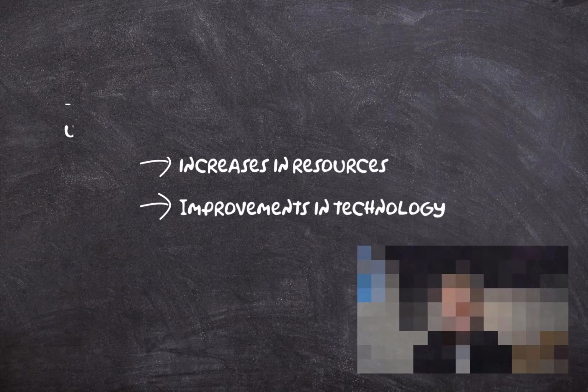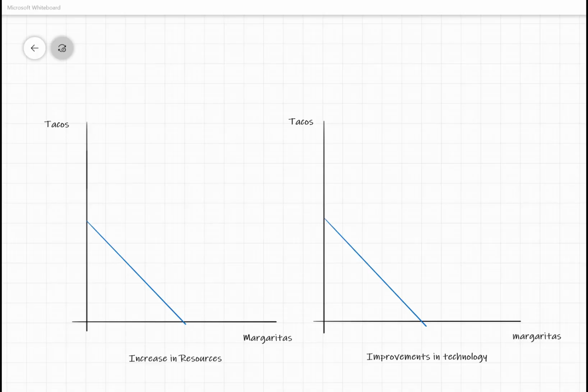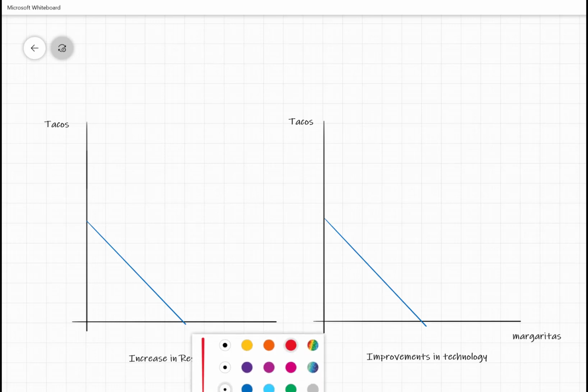So let's take a look at this. Let's use an example where we have two goods, tacos and margaritas. On the left-hand side, we're going to look at increases in resources, and on the right-hand side, we'll look at the effect of improvements in technology. Notice we have a production possibilities boundary with a constant slope, which means that we have constant opportunity costs. Let's start with the left-hand Cartesian plane, increases in resources. This blue line represents our production possibilities boundary.